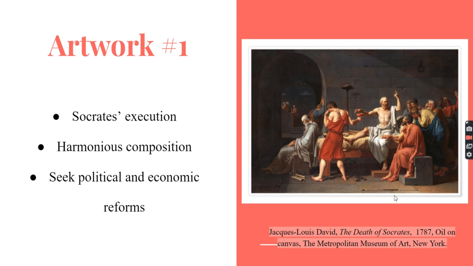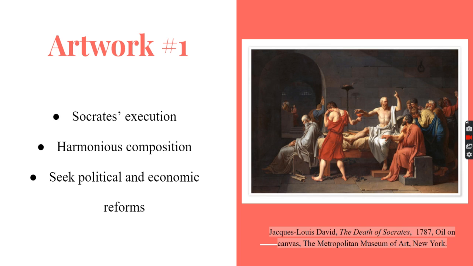The first artwork I would like to introduce is The Death of Socrates. According to Joy of Museums, this painting depicts the execution of Socrates as told by Plato. Socrates has been convicted and sentenced to death by the Athenian courts for, quote, corrupting the youth of Athens and introducing strange gods.